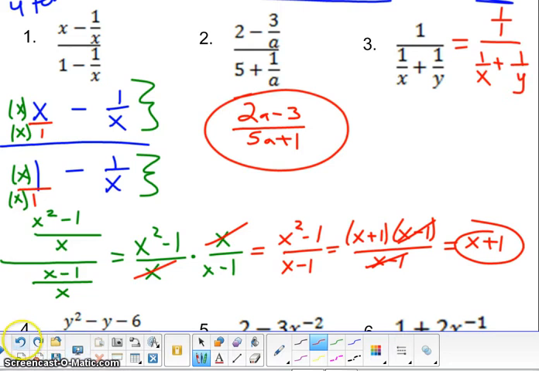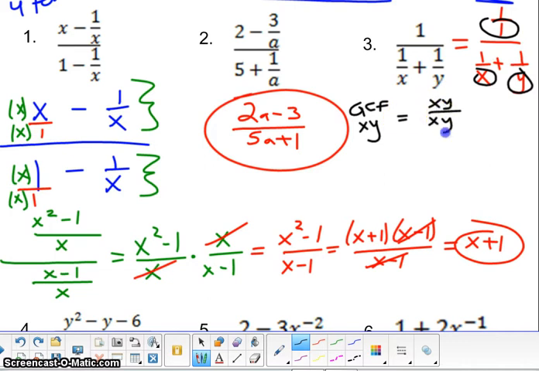And if you look at all the denominators, you have a 1, an x, and a y. So what is a value that all 3 of them will go into? And the answer is, the GCF would be xy. So I want to change all of them so they have a value of xy in the denominator. So the next part would be xy over xy.